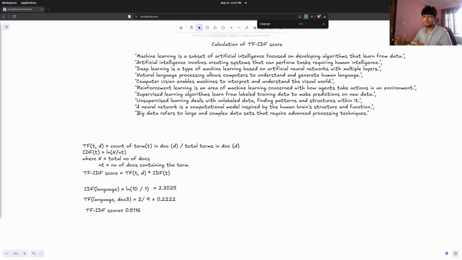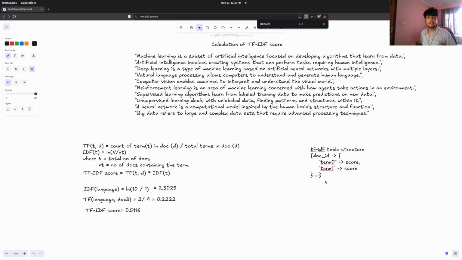Now we are going to look at how we have implemented this. Firstly, we need to understand how we are going to make the TF-IDF table and what the structure of the table is going to be. I'm going to write it down here and show how it is structured in our code. Okay, so this is the structure of the TF-IDF table.